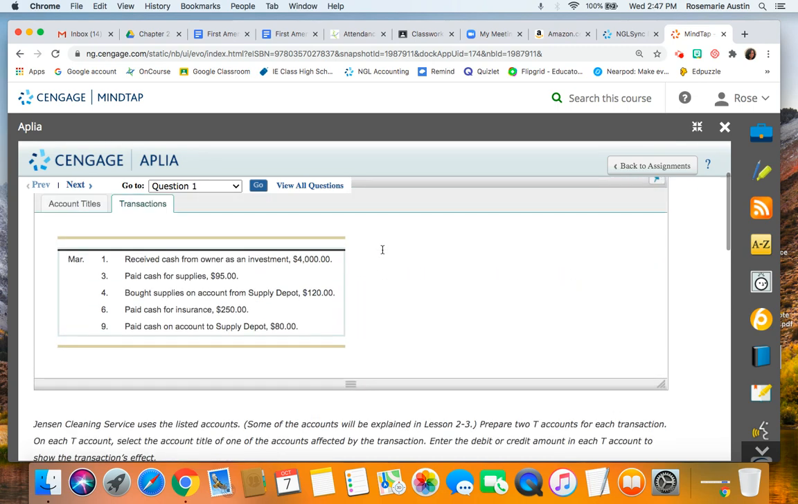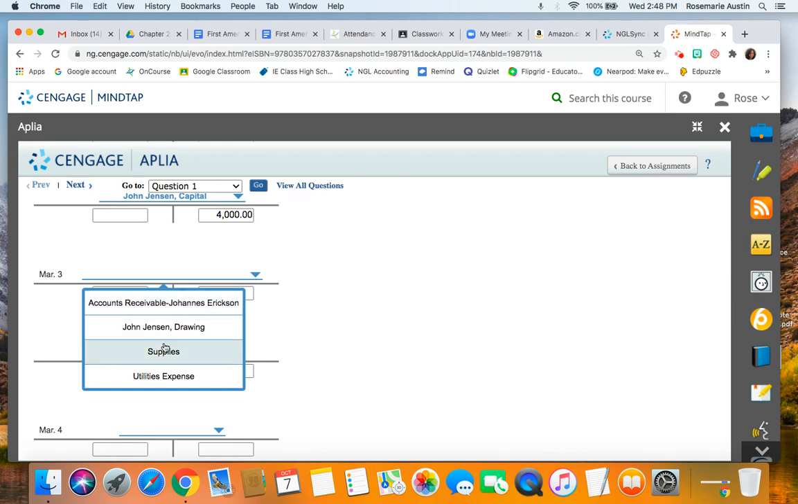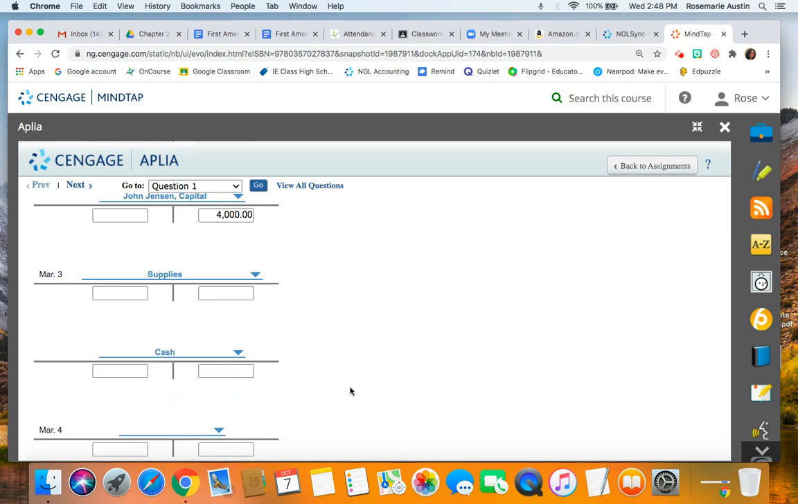I'm moving down. I need to read it. Number 3, paid cash for supplies, $95. That's one of those transactions where the increase and the decrease, the debit and the credit, are going to occur on one side of the equation. So the 2 accounts are cash and supplies. Let's pick supplies first, because cash is not an option. So we'll choose supplies, and cash is the second one.